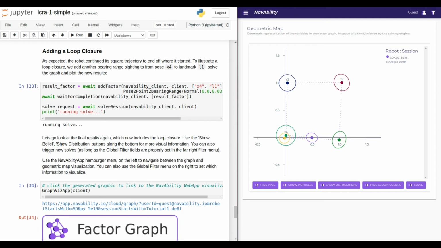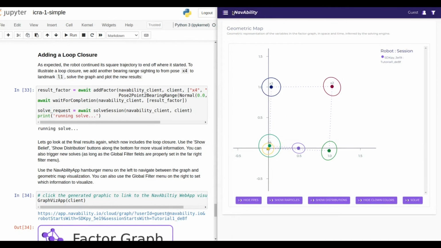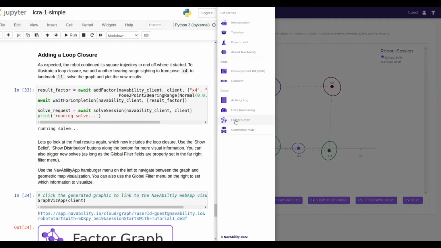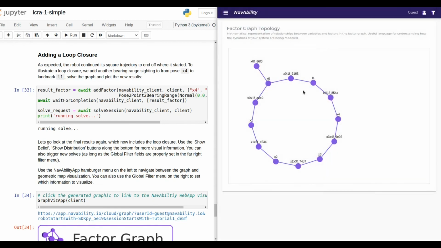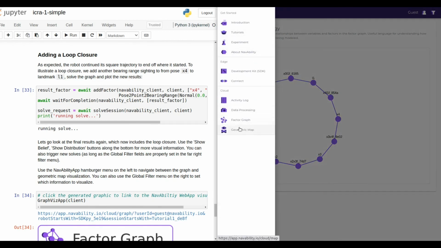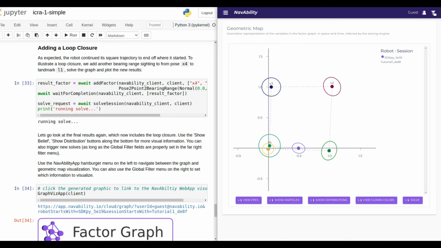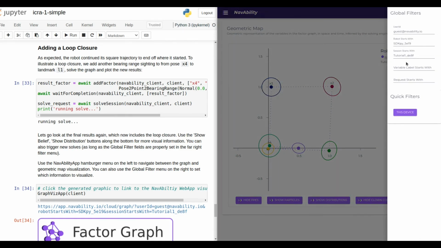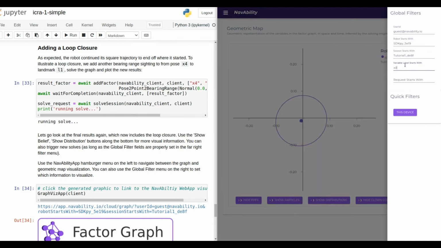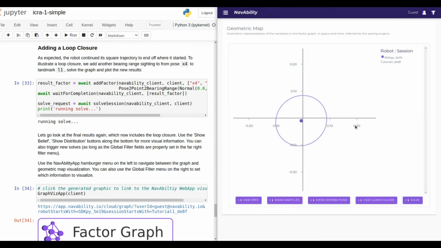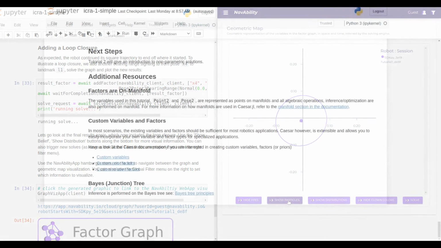You can use the NavAbility app hamburger menu on the left to navigate between graph and geometric map visualization. You can also use the global filter menu on the right to set which information to visualize. Let's filter our graph to only show the variable x0. Go to the filter menu at the top right. Select variable label starts with, enter x0, and there you have it. Only x0 is now visible.